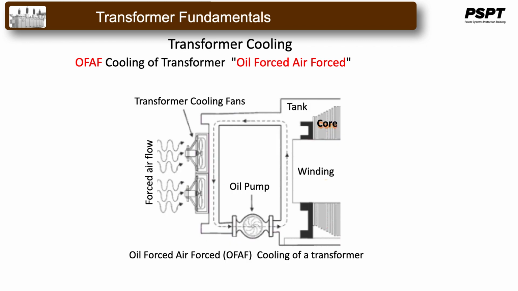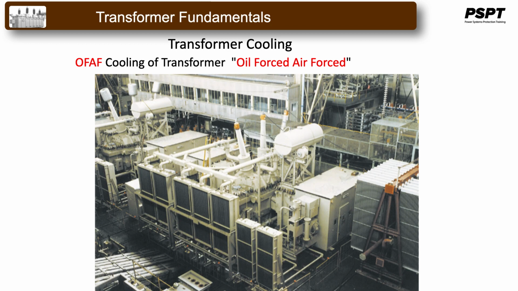The heat dissipation rate can still be increased further if the oil circulation is accelerated by applying some force. In OFAF cooling systems, the oil is forced to circulate within the closed loop of the transformer tank by means of oil pumps. OFAF means oil forced, air forced cooling methods of transformers. The main advantage of this system is that it is compact, and for the same cooling capacities, OFAF occupies much less space.